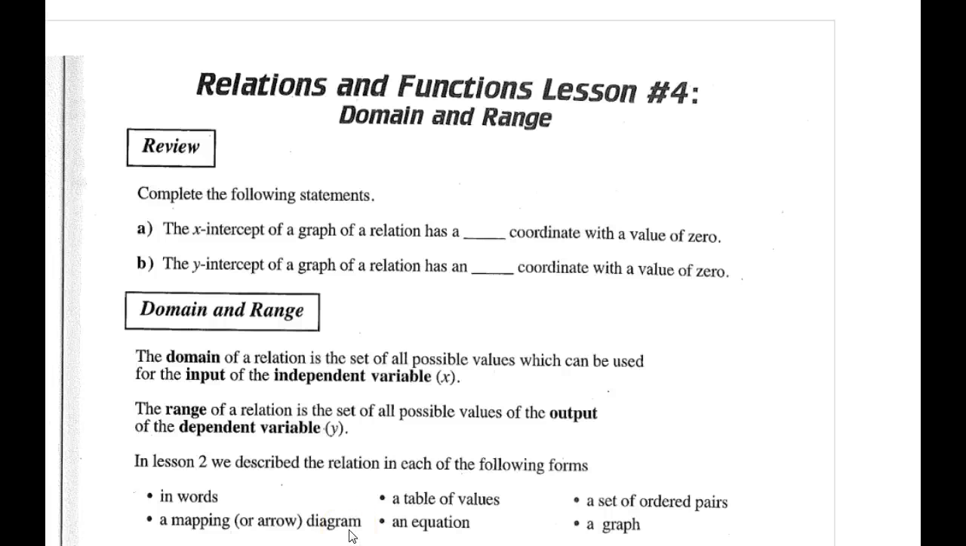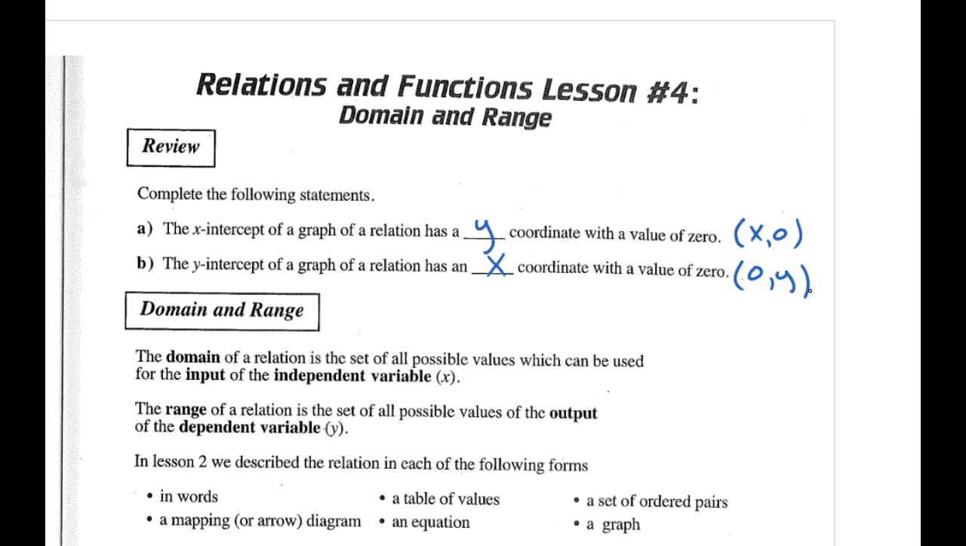Okay, today we're going to do lesson 4, domain and range. And let's quickly fill out the review here. The x-intercept of a graph of a relation has the y-coordinate with a value of 0, so something like x, 0. And the y-intercept of the graph of the relation has an x-coordinate with a value of 0, so it'll be 0, y.